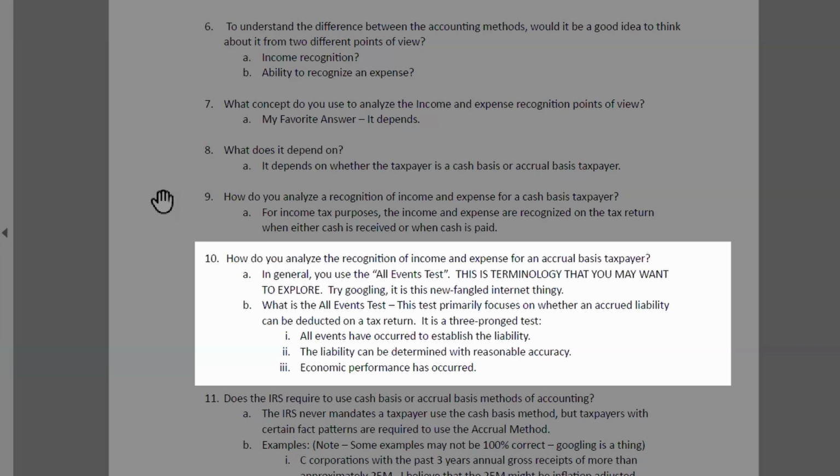This test primarily focuses on whether an accrued liability can be deducted on a tax return. There's a 3-pronged test. The first prong is all events have occurred to establish the liability. Second one is the liability can be determined with reasonable accuracy. And number three, economic performance has occurred. Okay, just for the hell of it. There is a lot in number 10.